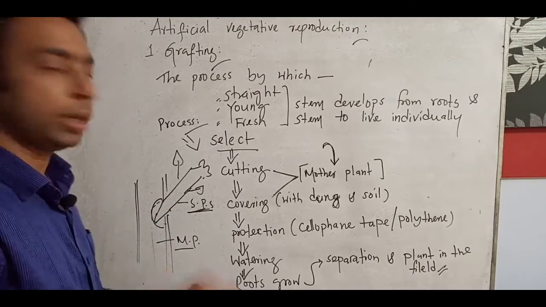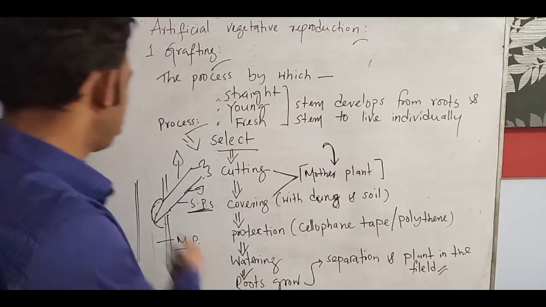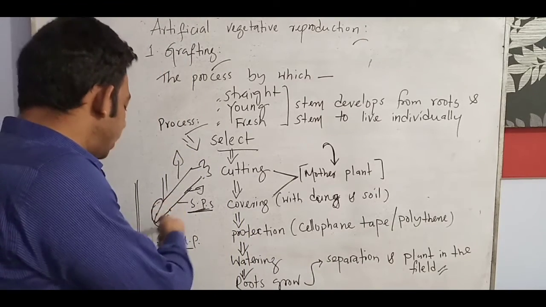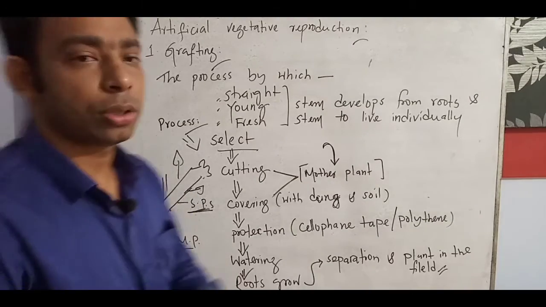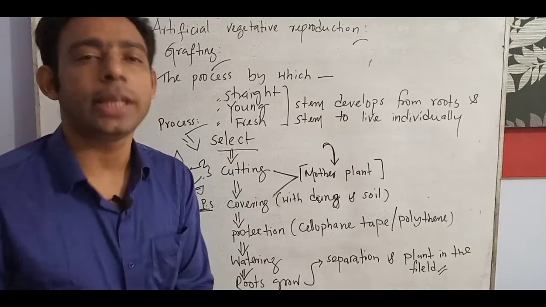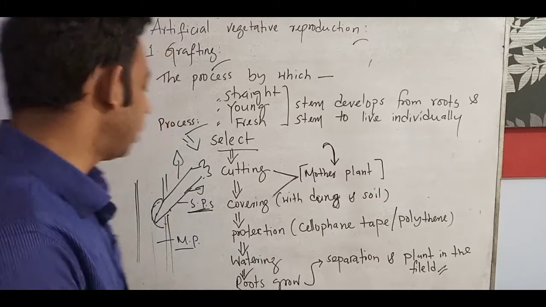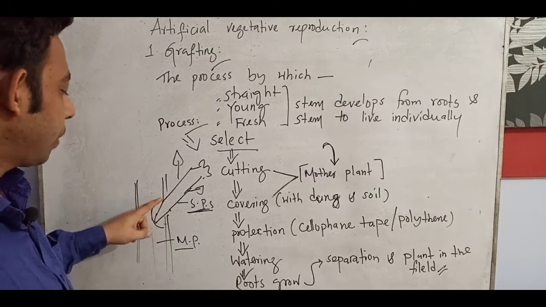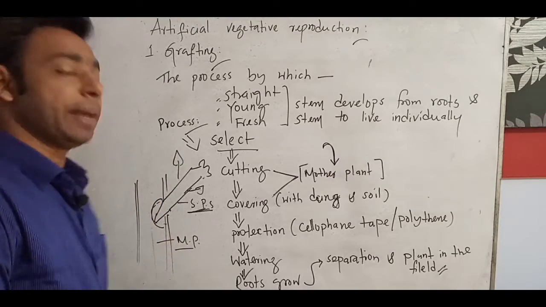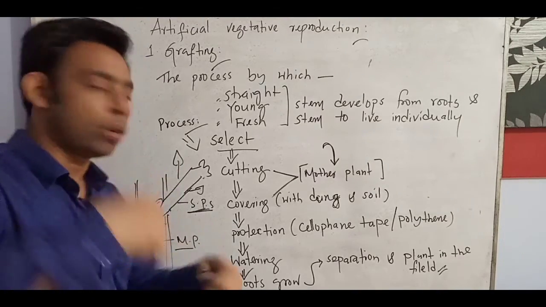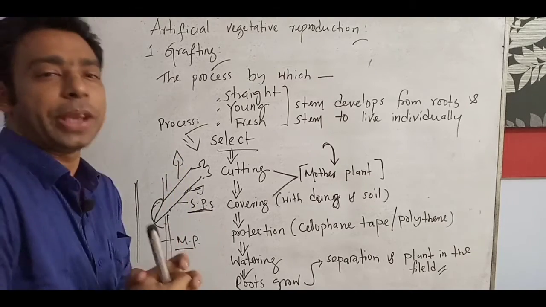Protection is needed, because if we take this one, it can fall down to the ground. So we need to cover it with cellophane tape or polythene so that it cannot fall down. This is very important for getting it well. That means making a hole there, keeping the stem inside, and protecting it with cellophane tape covering or polythene to hold it up here.